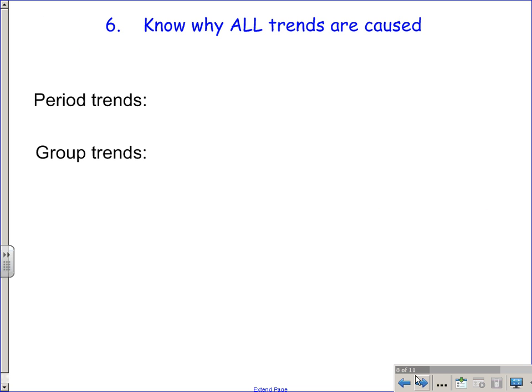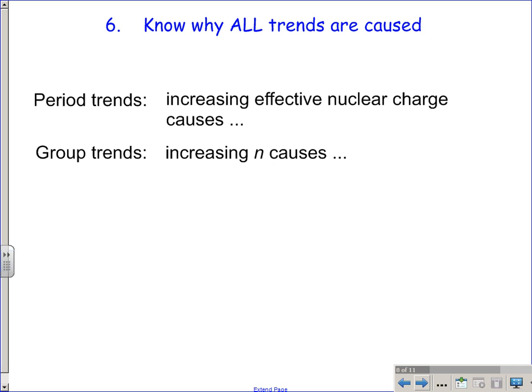Next, know why all trends occur. I've tried to hound and hammer this in. Period trends are all caused by increasing effective nuclear charge, and then what that means for whatever trend you're looking at. And group trends always start with increasing n. Increasing n, greater distance. Those are the two ideas. So increasing n causes greater distance from the nucleus, which causes, dot, dot, dot, whatever then happens after that.